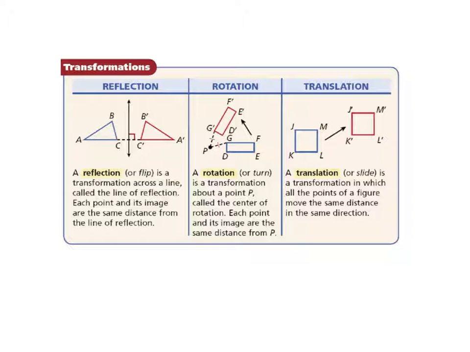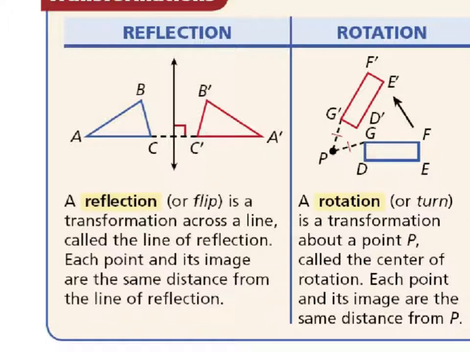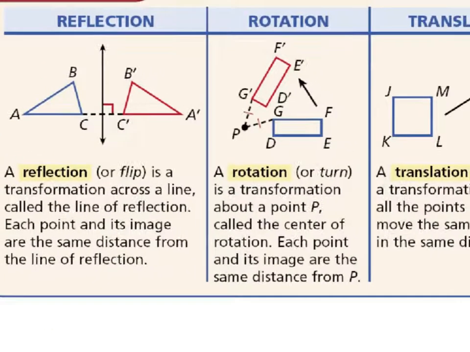So we have three types of transformations: reflection, which is a flip across a line. Each point and its image are the same distance from the line of reflection. A rotation is a transformation about a point P called the center of rotation. Each point and its image are the same distance from P. So a rotation is just a turn.